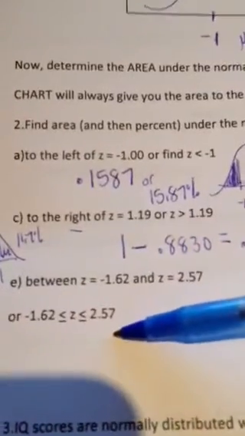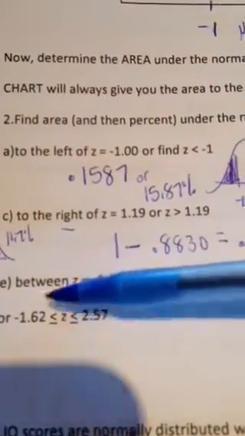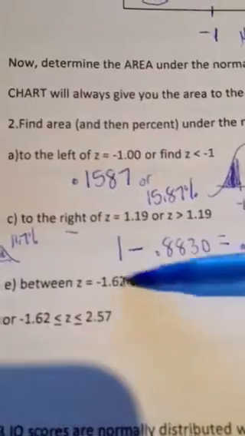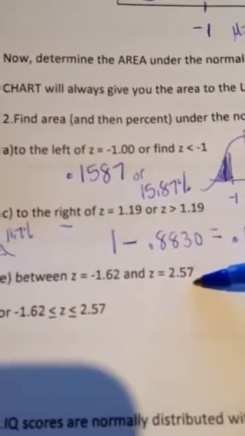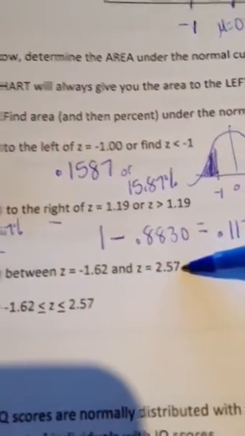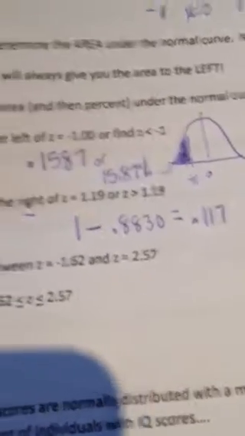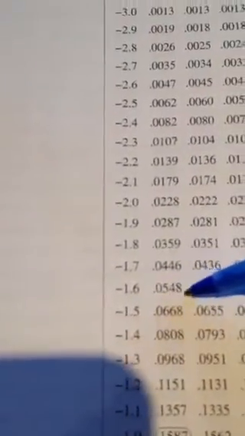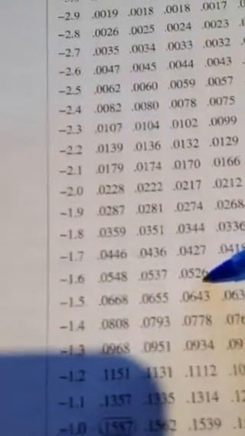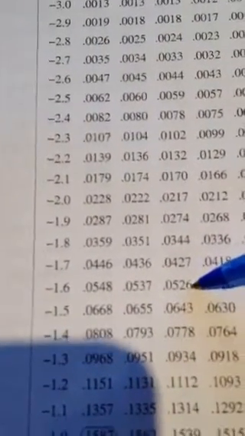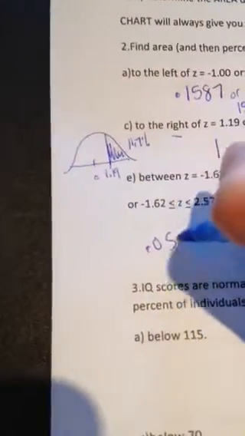Now the last kind of problem that you can get is a between. What percent is between two z-scores? If it's between, you just look them both up and you subtract. No 1 minus, nothing like that. You just look it up. So the first one was negative 1.62. So here's negative 1.60, 0.61. Here's negative 1.62. That's 0.0526. So write that down.